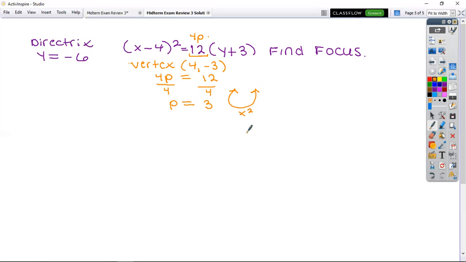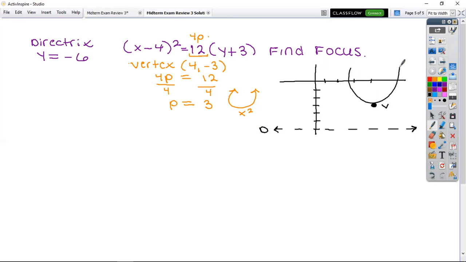Now you're going to generate your picture because I really don't believe you can be successful doing this without it. So I'm going to just make a little sketch. Again, you will be provided with graph paper. Vertex is 4, -3. 1, 2, 3, 4. 1, 2, and 3. My directrix is -6. 4, 5, 6. This is my directrix. Remember your parabola, when you draw it, cannot cross that line.